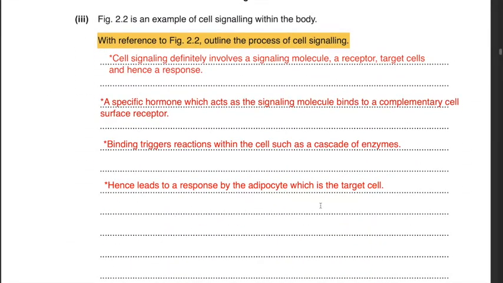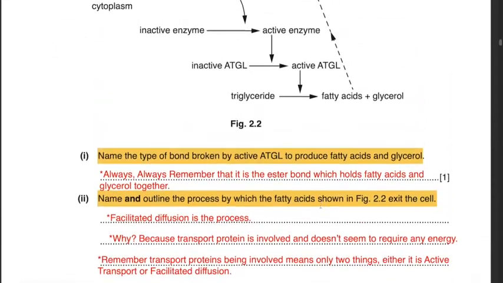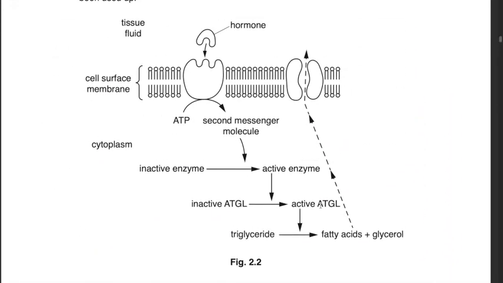Part 3. Figure 2.2 is an example of cell signaling within the body. With reference to Figure 2.2, outline the process of cell signaling. So if you look at Figure 2.2, you can see that there is a hormone being involved which binds with a sort of a receptor on the cell surface membrane. Then it causes a series of reactions such as a second messenger molecule being released, then inactive enzyme turning into active enzyme, and so on until the final process is reached.